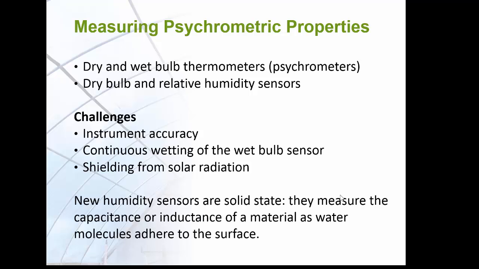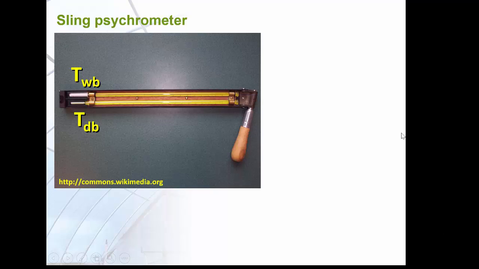There are also new humidity sensors out there. They are solid-state sensors. They either measure the capacitance or inductance of a material as water molecules adhere to the surface. Here's an example of a psychrometer called a sling psychrometer. We have two liquid-in-glass thermometers here. One without a wet wick measures the dry bulb temperature of the air, and the other one has a wet wick that is always saturated, so we're measuring the wet bulb temperature. We can spin this psychrometer around in the air until both thermometers reach equilibrium. At equilibrium, we can read off the dry bulb and wet bulb temperatures, so we can determine relative humidity and all other psychrometric properties, again using a psychrometric chart.